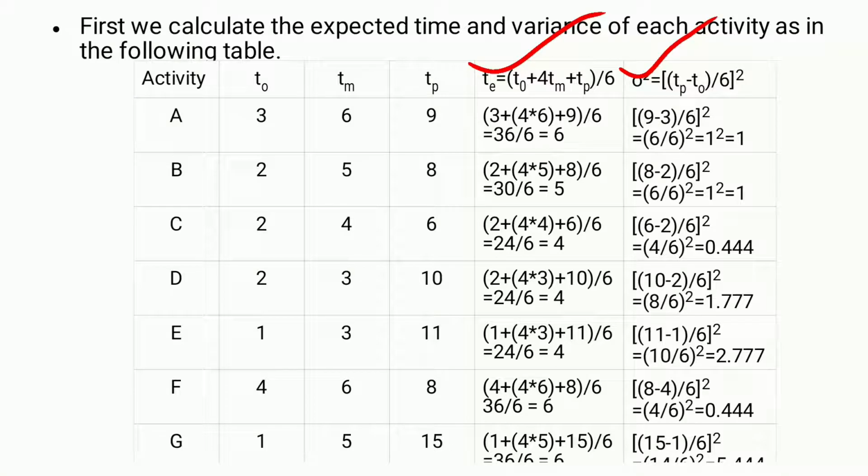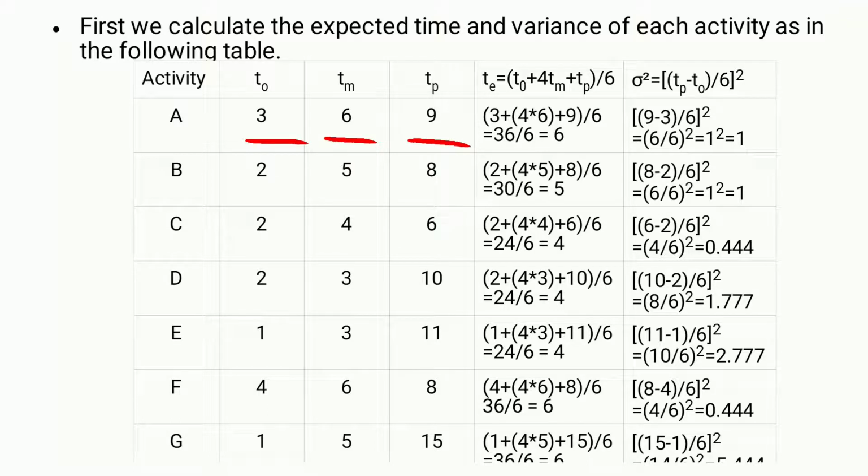The formula for expected time is TE equals T naught plus 4Tm plus Tp divided by 6, and the variance formula is sigma square equals Tp minus T naught divided by 6, whole square. Now see, for activity A in the question, optimistic time is 3, most likely time is 6, and pessimistic time is 9. T naught 3 plus 4Tm, 4 into 6, plus Tp 9, divided by 6. By adding all these, 3 plus 24, 27 plus 9, 36 by 6, 6.